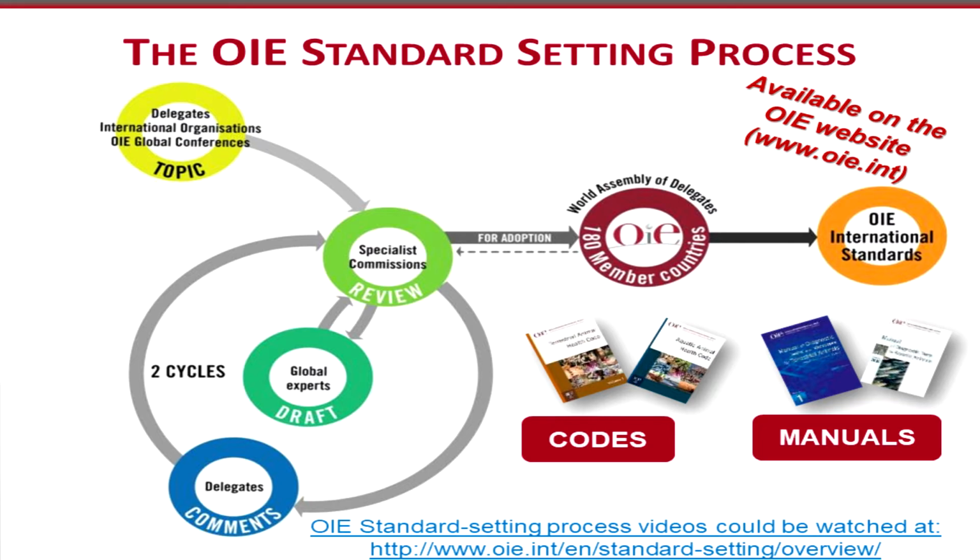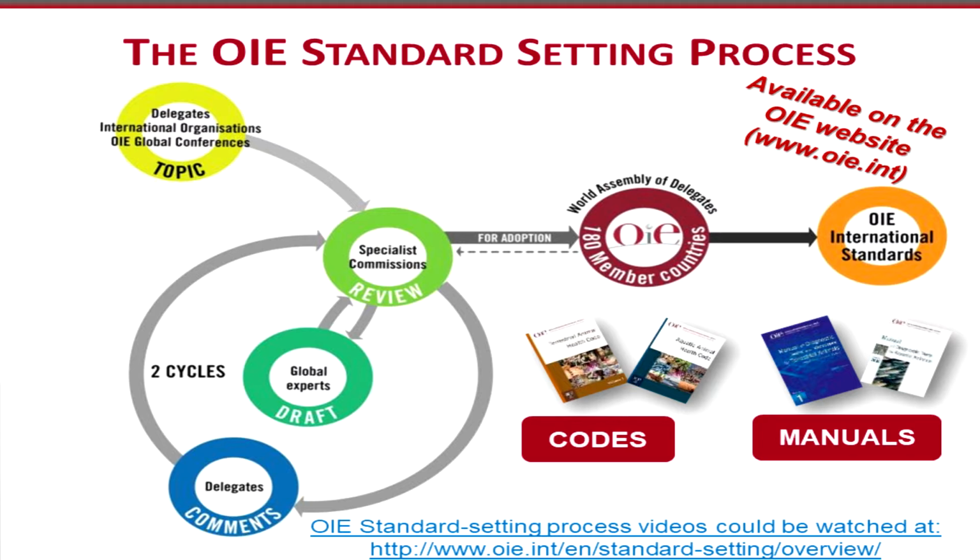Unfortunately, I don't have a pointer, but if you look on your extreme left, there's a yellow circle. A delegate, that means a country representative to the OIE, or anybody else from international organizations, or even from a meeting like this, can come up with an issue, a topic that needs to be addressed. Once sent to the OIE, the Director General sends it to the Specialist Commission, the first circle in green. The Specialist Commission will review the issue and send it to the global experts, and they'll do a draft.